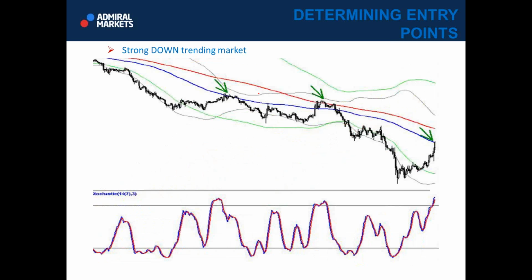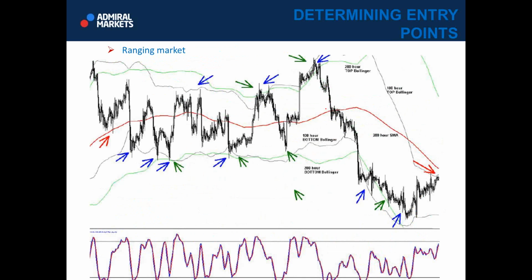Strong downtrend and ranging market. Now pay attention to these slides, and I will tell you another rule which you can use instead of watching the chart. You can use RSI also to determine whether the market is in normal, strong, or range mode. Okay?